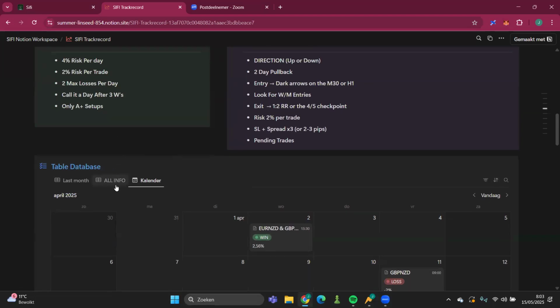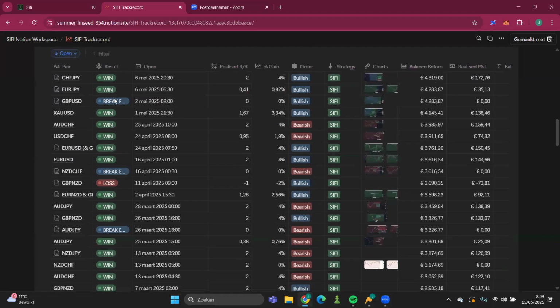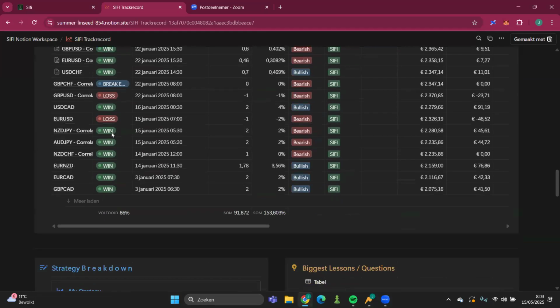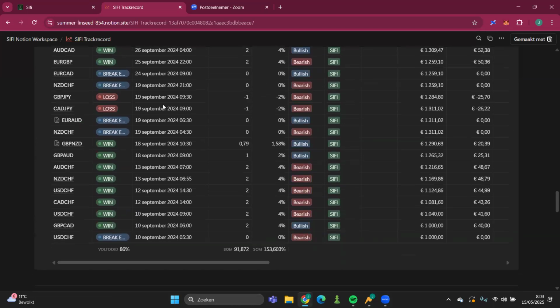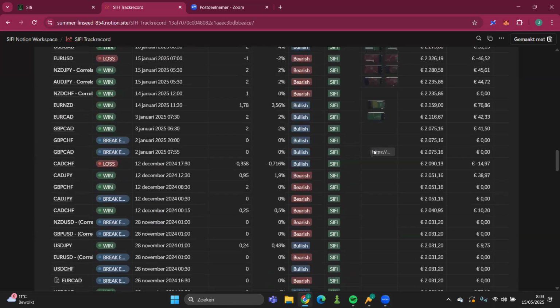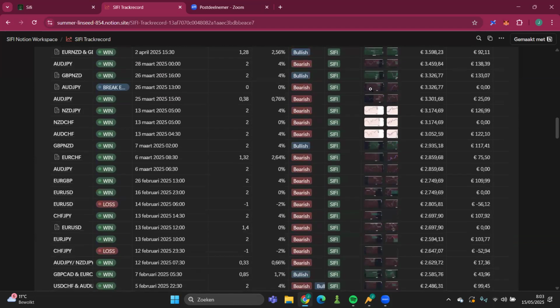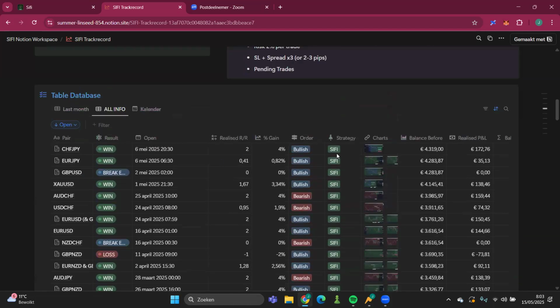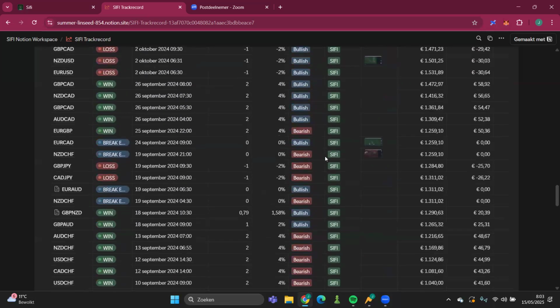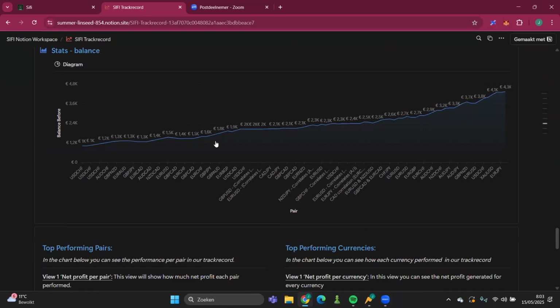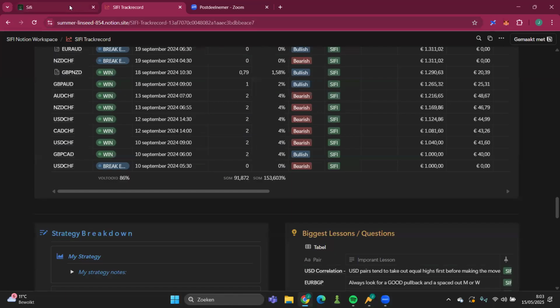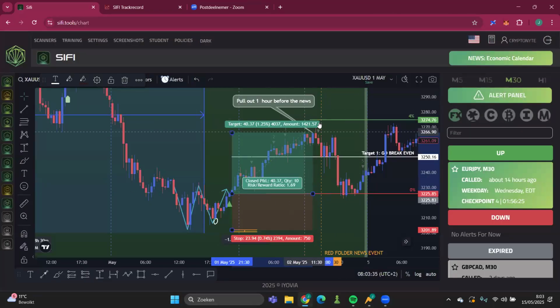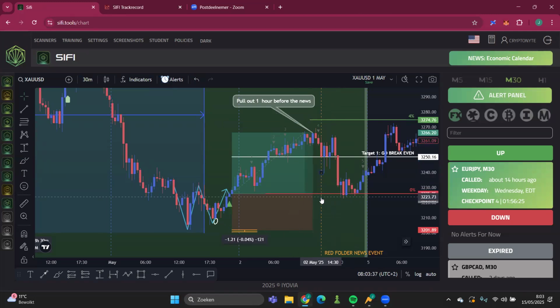You can also click all info, of course, and then you see all the trades we took. You can even load a bit more. And of course, they all come with pictures. I see it's taking a while to load, but they all come with very clear pictures, etc. So this is basically what Sifi has been doing for us, and the statistics that come with it, and the strategy. Okay. So pretty simple.